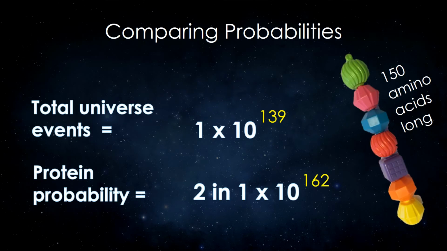Now compare these two numbers. Notice that the number of events in the history of the universe is smaller than the number necessary to allow for the formation of a protein by chance. In fact, it is a trillion times smaller. In other words, getting a functional protein by chance requires more probabilistic resources than have been available in the history of the universe. Add to this the fact that most proteins are much longer than 150 amino acids. Most have several hundred or even several thousand amino acids, and we can see that making a functional protein by chance is mathematically impossible.